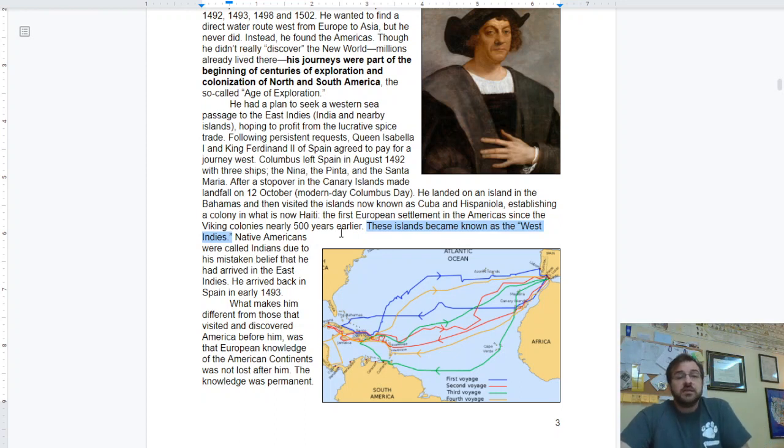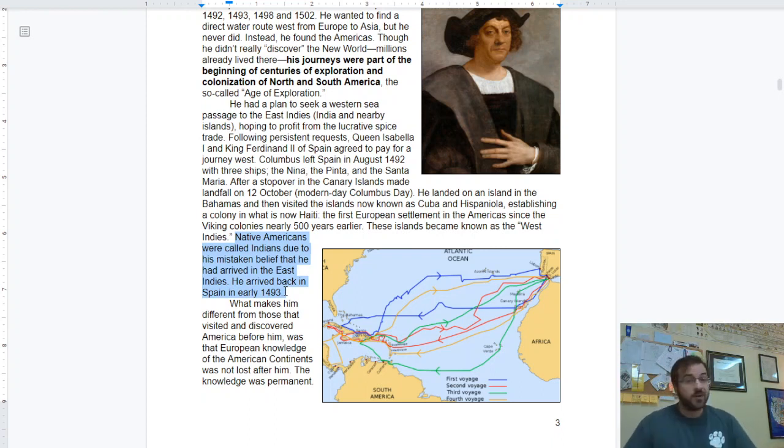The East Indies would be India and the islands nearby, and Columbus thought he had gotten there. He thought he was in the East Indies. He thought he'd gotten to India, but he was wrong. Native Americans were called Indians by Columbus and his men because they mistakenly believed that they had arrived in the East Indies. And he arrived back in Spain in early 1493 with news of this.